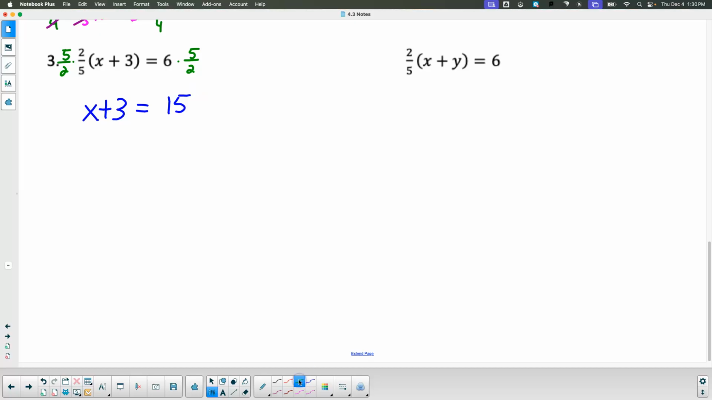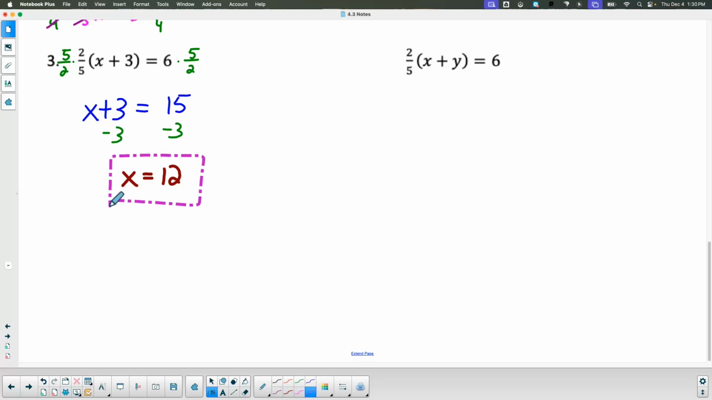Then I can subtract 3. And x is 12. Okay?